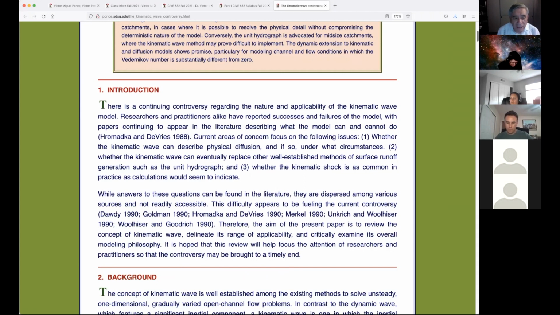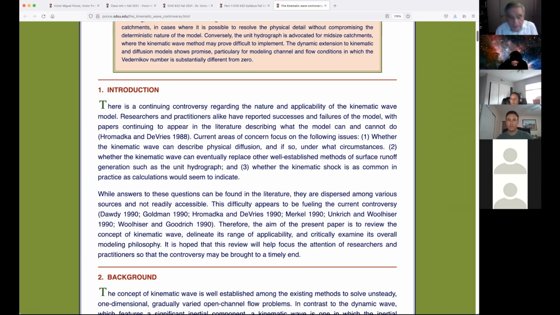Okay. Second, whether the kinematic wave can eventually replace other well-established methods of surface runoff generation, such as the unit hydrograph. So here we go. How are you going to generate a hydrograph in hydrology? Since 1889, we generated it with the rational method, but the method does not give you a complete hydrograph. It just gives you a peak flow. And then you have to fill in the hydrograph, assuming, of course, that the time base is double the time to peak, etc. It's an isosceles triangle.